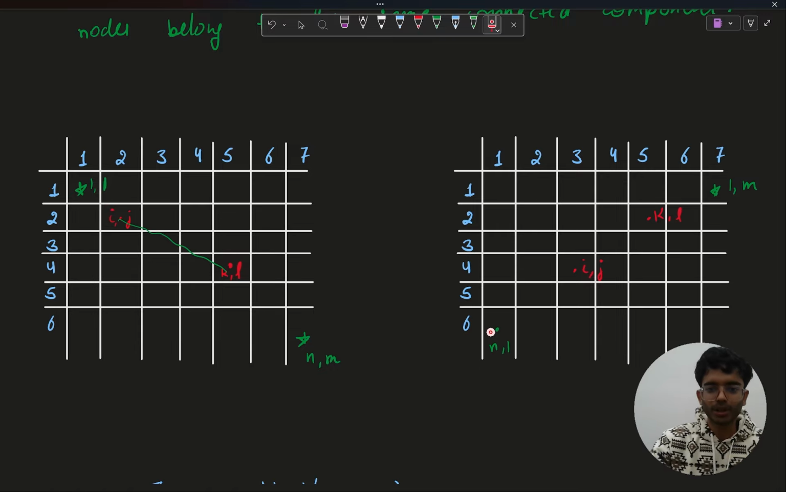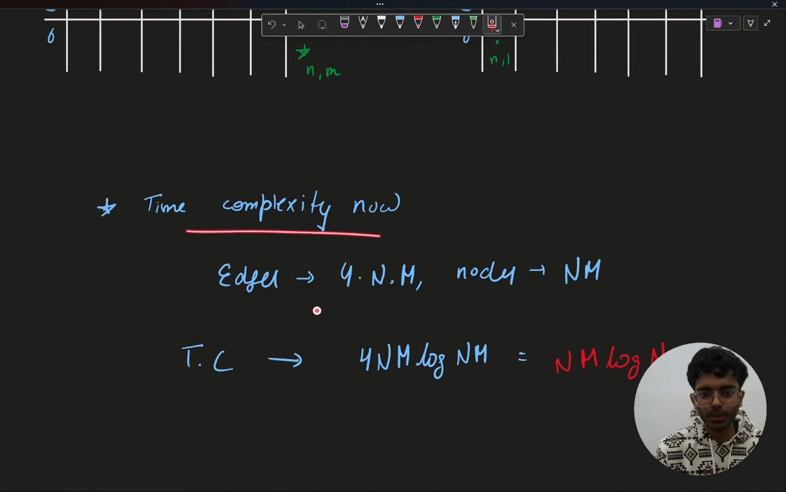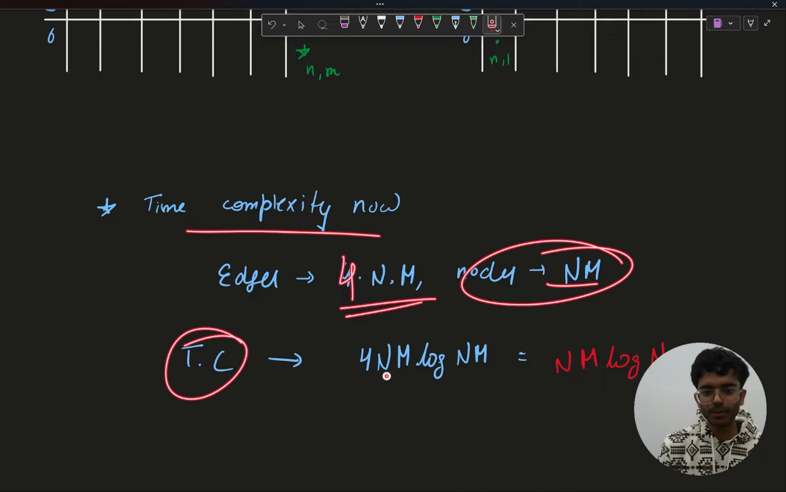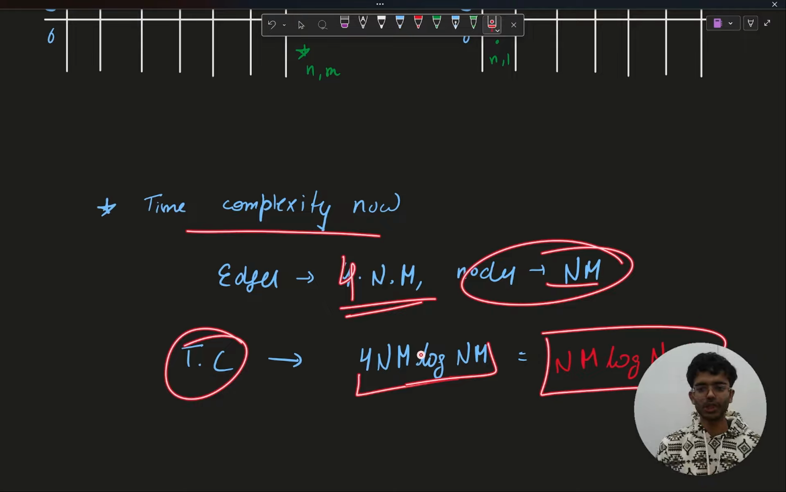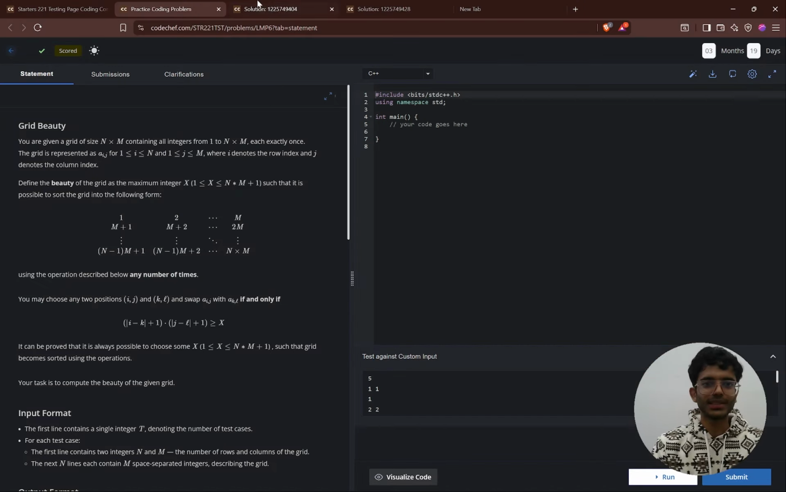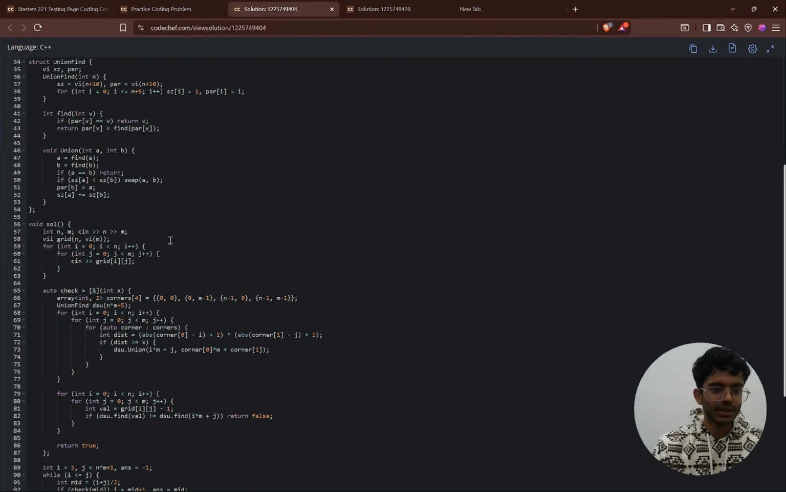So how many edges do we have now? For each of the nodes, we are just calculating four more edges, right? So now the number of edges is 4 times n times m, and the number of nodes is still nm. Now what would be the total time complexity? 4nm log nm, which is nothing but nm log nm, which would easily pass in the given constraints. And that's pretty much the whole solution as well. So now let us see the codes in C++ and Python.